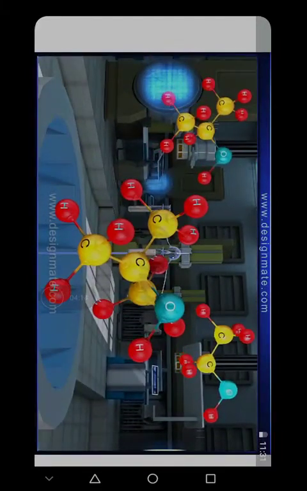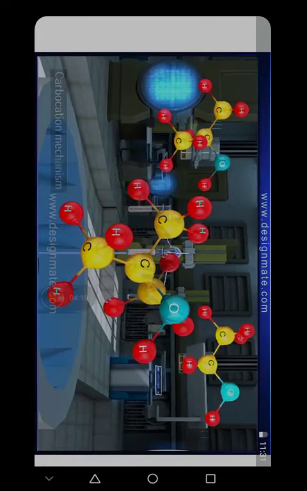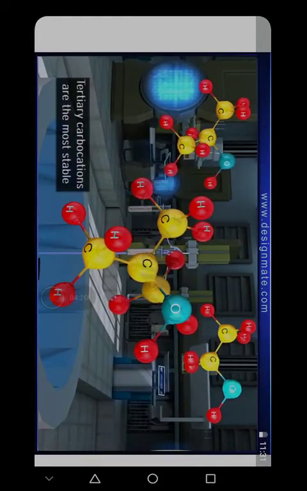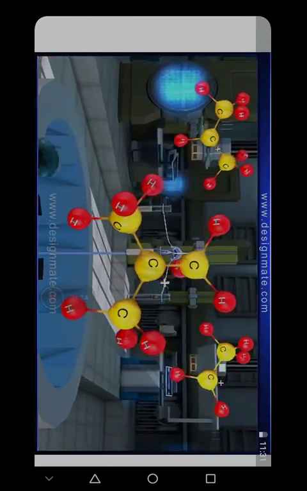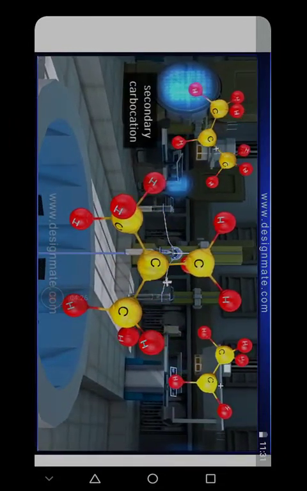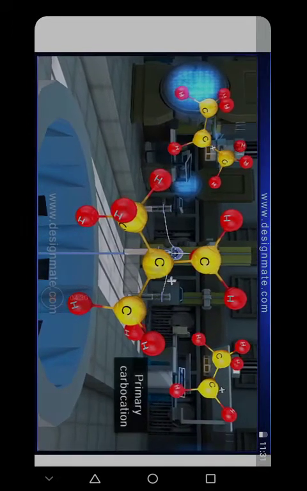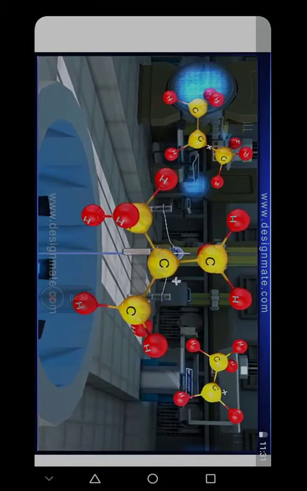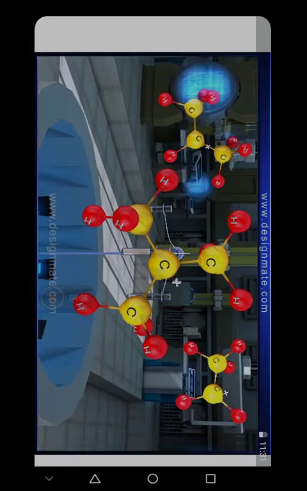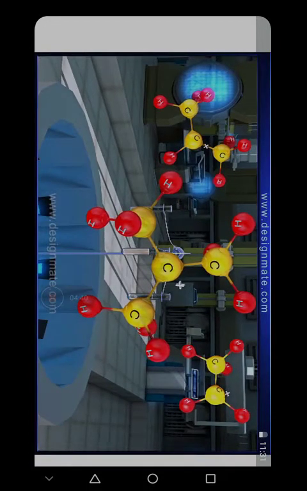The reactions proceed via the carbocation mechanism, and as tertiary carbocations are the most stable, they are most readily formed, followed by the formation of secondary carbocations and primary carbocations respectively. You can refer to our topic of carbocation stability for a detailed explanation on this.